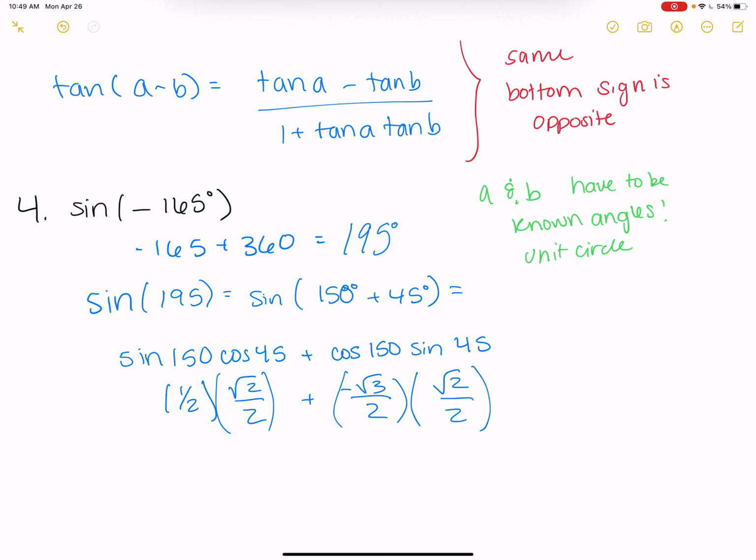Okay, so I'm going to let everybody get this down, and then I'm going to talk through combining.